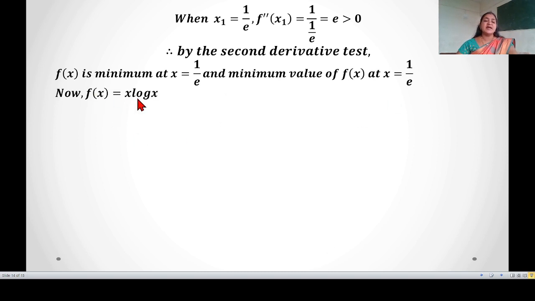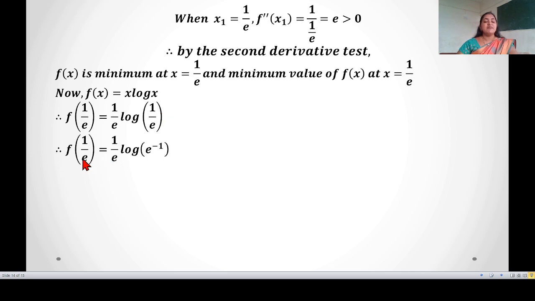Now f of x is equal to x log of x. Whenever x is replaced by 1 by e, f of 1 by e is equal to 1 by e multiply log of 1 by e. Now this we can write as e raised to minus 1. So f of 1 by e is equal to 1 by e multiply log of e raised to minus 1. Now we apply the law of exponent, taking the power in front. So f of 1 by e is equal to 1 by e multiply minus 1 multiply log of e. We know that log of e to the base e is 1. So f of 1 by e is equal to minus 1 upon e.